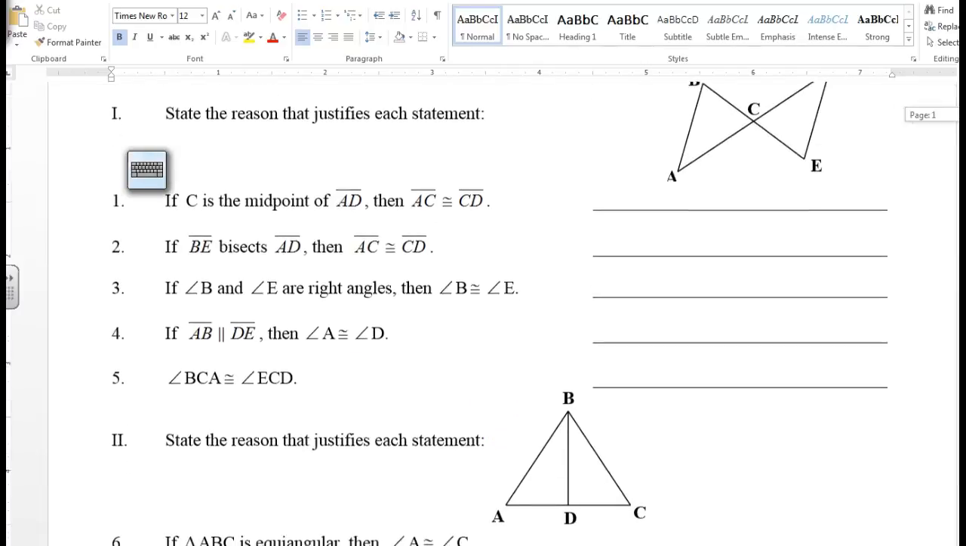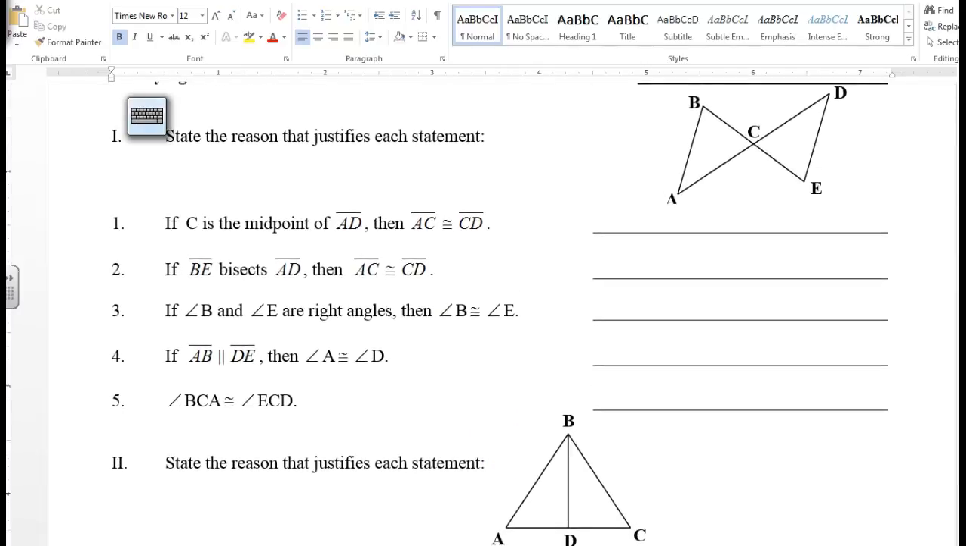So I'm going to say a true statement. If C is the midpoint of AD, then AC is congruent to CD. That's a true statement. All I want to know is what allows me to say that. What theorem or definition allows me to say that. So you can look at your sheet in the different choices.